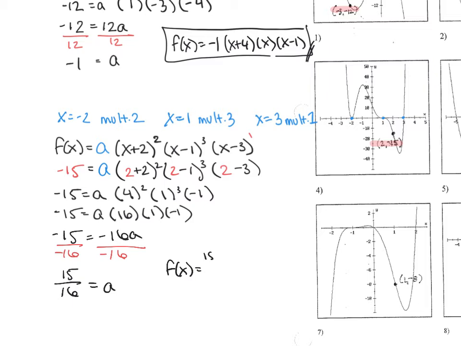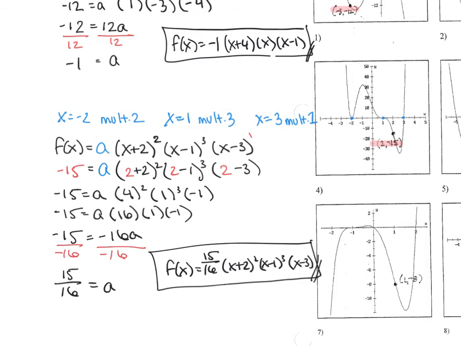So f of x is equal to 15 over 16 times x plus 2 squared times x minus 1 cubed times x minus 3. And this is your equation. If you had your factors in a different order, that's okay, as long as they still had the correct multiplicity. If you switched the factors of x minus 1 and x minus 3, but left the multiplicity of 3 in the middle, that's not okay. So if you're switching your factors, that's fine, as long as the multiplicities come with them.